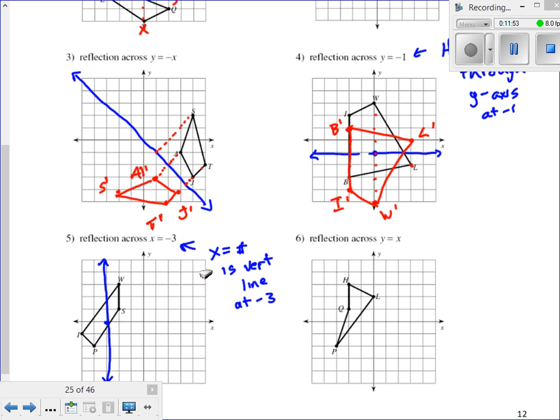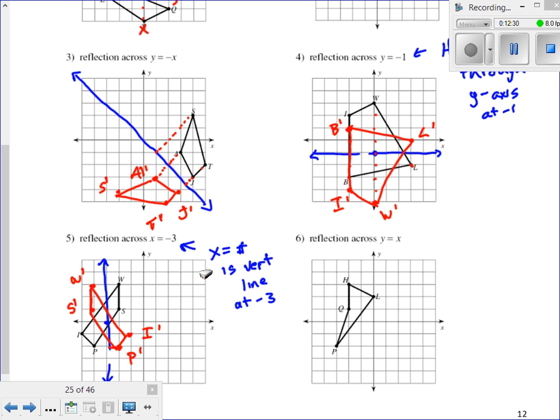How far is it from S to the blue line? Well, that's 1 box, which means S prime is 1 box the other way. W is 1 to the right, which means W prime is 1 to the left. P is 1 to the line, which means P prime will be 1 to the line in the other direction. And I is 2 to the left, which means I prime will be 2 to the right by the time we connect everything. That's what my new image will look like.